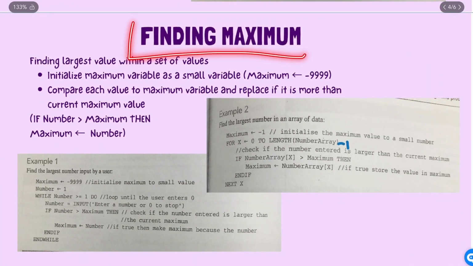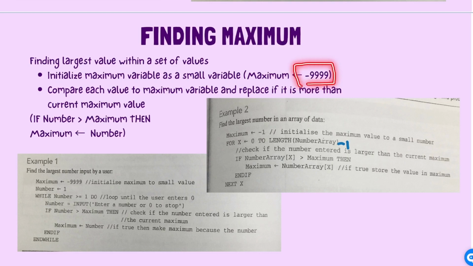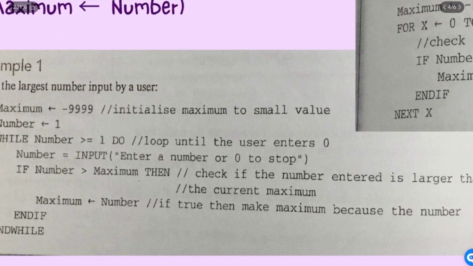Next is maximum. Now, if you have understood minimum, maximum is really easy. It's just the opposite. Instead of initializing a large variable, you will just put a small variable. So over here, negative 9,999. And you'll compare each value to the maximum variable and replace if it is more than the current maximum value. Like if number is more than maximum, then the new maximum becomes the number. Let's look at the example.